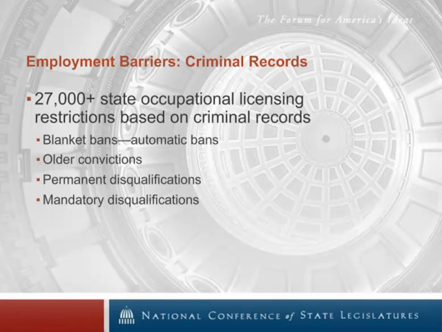Some of these restrictions are blanket bans, which bar certain ex-offenders automatically from receiving an occupational license. In this category, for example, a statute might ban anyone with a felony sex conviction from being licensed to run a daycare. Also, many restrictions don't limit the use of older convictions. This presents a challenge because an arrest that occurred when a person was 18 could impact a person's ability to get a professional license 10, 20, or 30 years later.